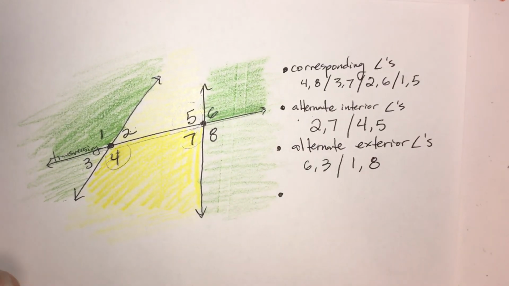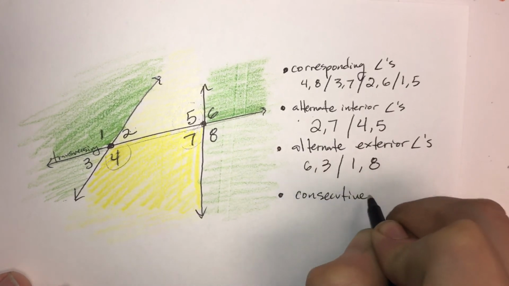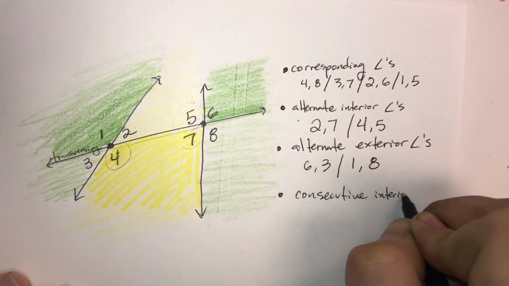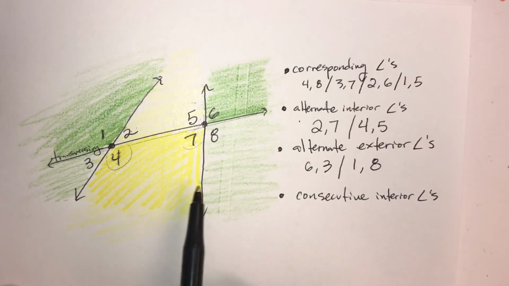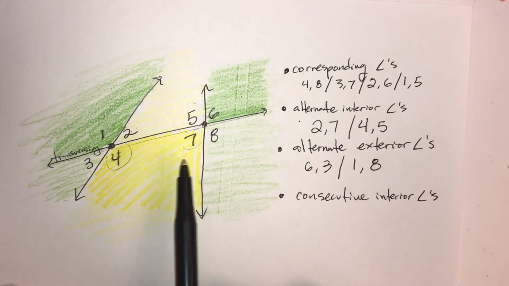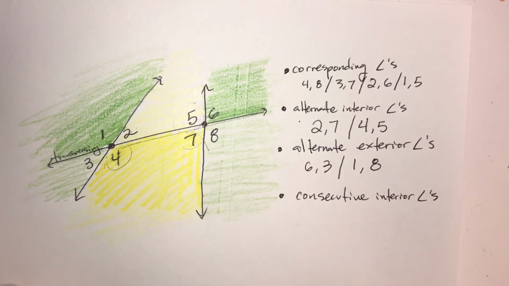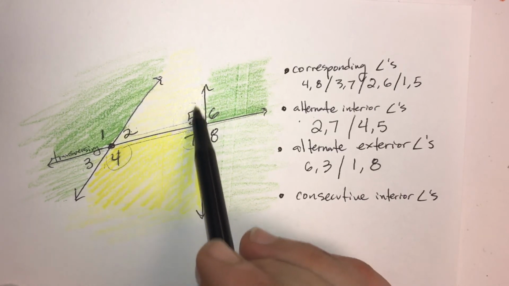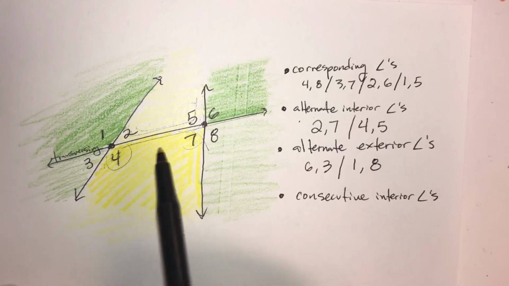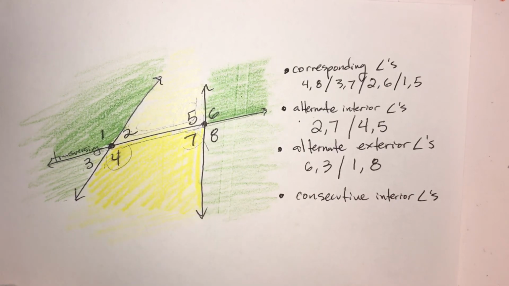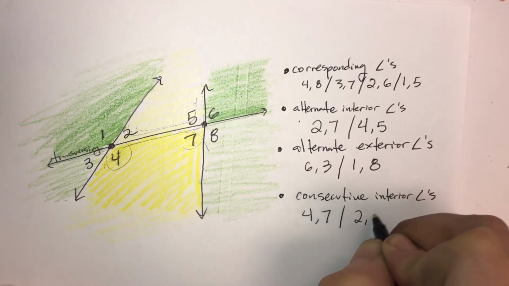One more, consecutive interior angles. Consecutive interior angles are consecutive because they're in a row, and they're interior because they're in the yellow zone, not the green zone. They're between the two lines. So they're ones that are on the same side of the transversing line. So those pairs, in this case, are 4 and 7 and 2 and 5.